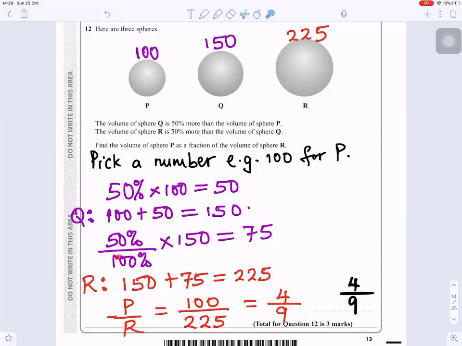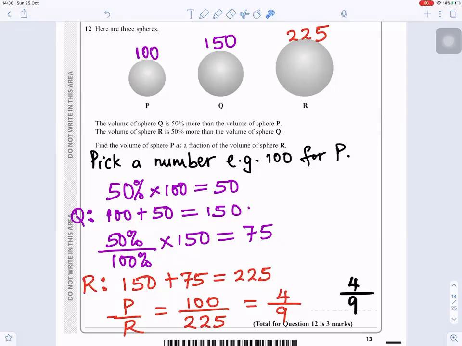And then 50% of that 150 gives you 75, because the volume of sphere R is 50% more than the volume of Q. So we want to find 50% of that 150 for Q. It gives you 75. So R would be 150 plus 75. R is 225.